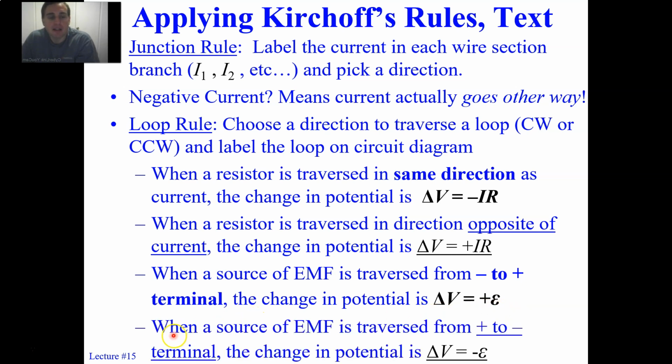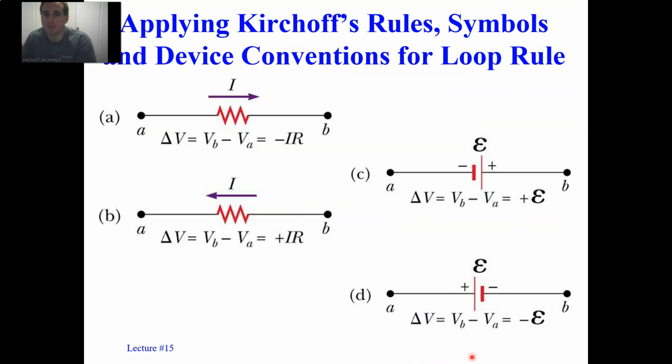But then finally, the last rule. When a source of EMF is traversed from positive to negative using the loop rule, then the change in voltage is minus epsilon. Okay? So notice that if you're going across a battery in the wrong way when you're looping, then you do minus. Now, by the way, with respect to these batteries or voltage sources, the current direction here does not matter. What matters is the direction that you are looping.